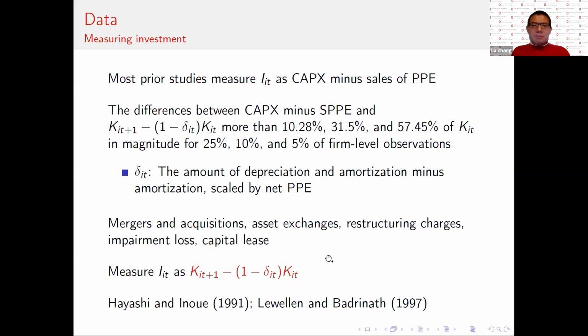At the time, we thought we figured out something new, something cool. And then later on, after the paper was published, we took a look into the literature a little bit more, and it turns out Hayashi and Inoue 1991, that paper at Econometrica on Japanese data, and Llewellyn and Bachnath 1997 paper at GFE, the prior two papers already used this measure of investment. Okay, we will fix the citations going forward in our future papers.